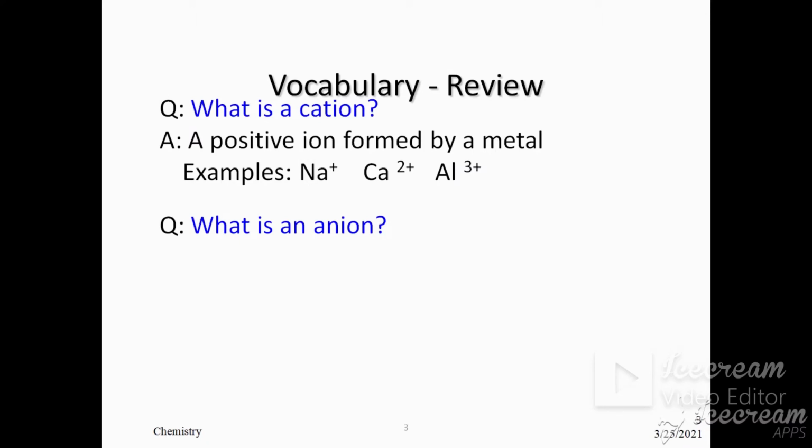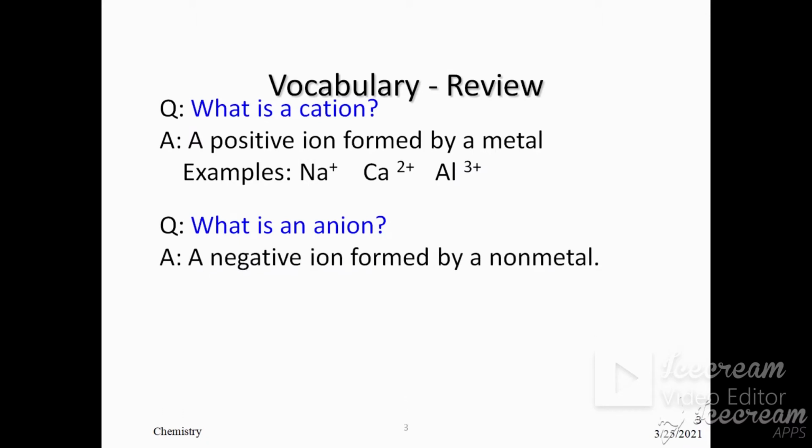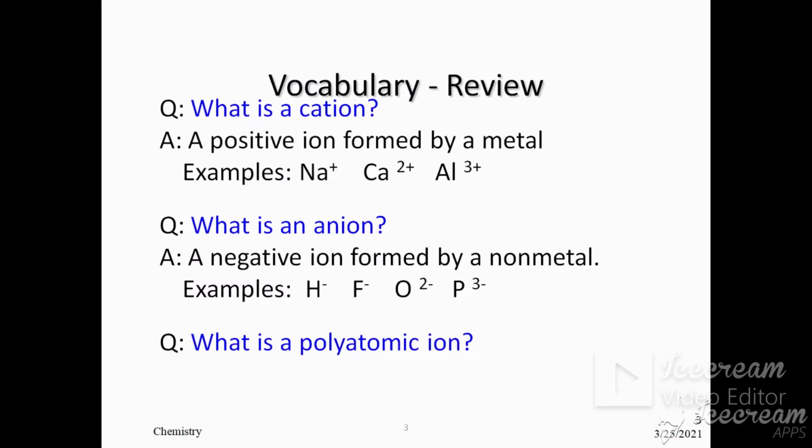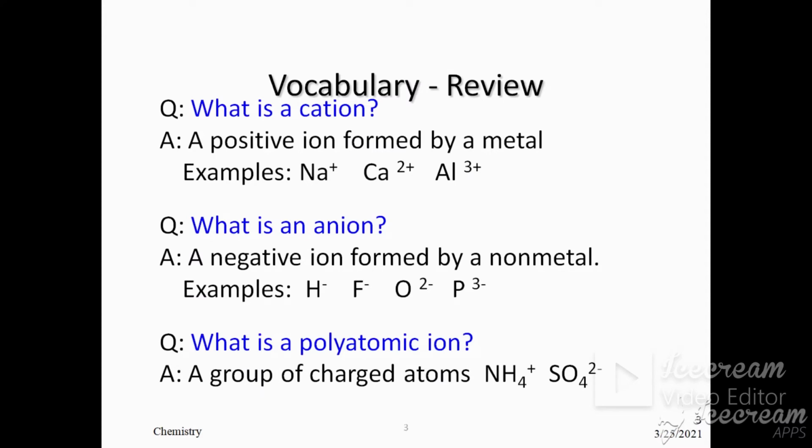What is an anion? A negative ion formed by a nonmetal. Examples: F-, O2-, and N3-. What is a polyatomic ion? A group of charged atoms, such as NH4+ and SO4 2-.